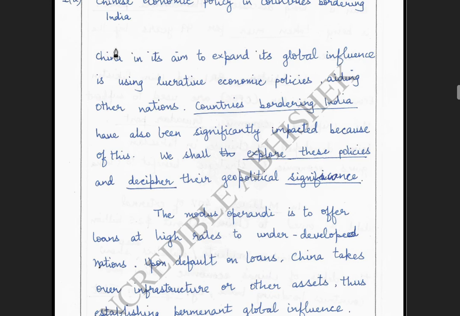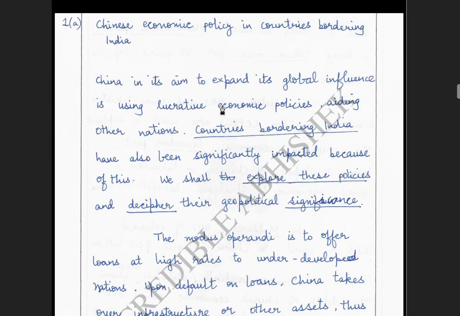China, in its aim to expand its global influence, is using lucrative economic policies, now you see, aiding other nations. This is the first line. In the first line, the candidate has used China, economic policies which are lucrative, aiding other nations. China is from the topic, economic policy is from the topic, other nations is from the topic, countries bordering India.